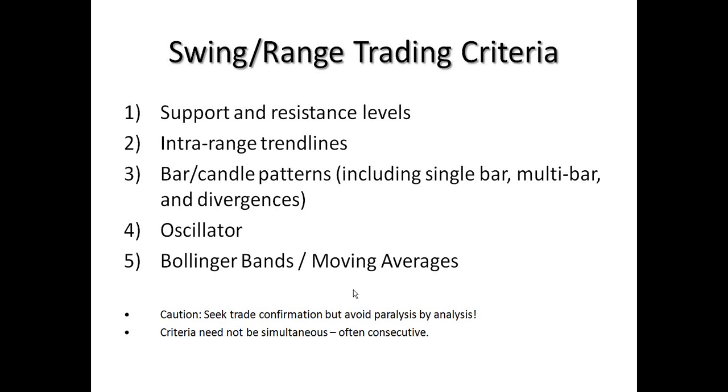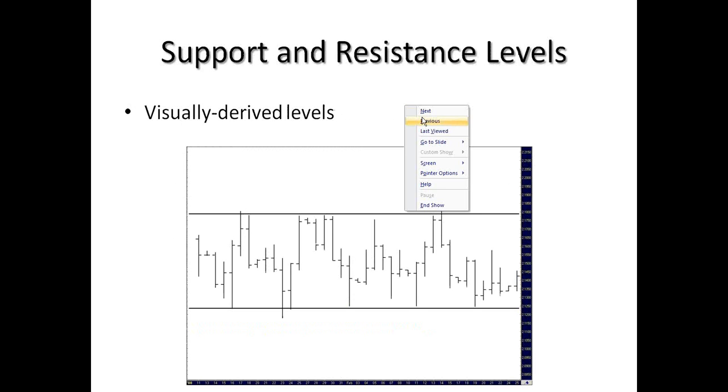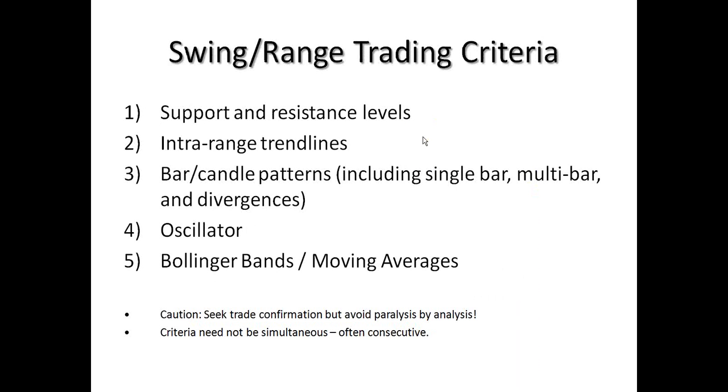Okay, now, you can also use Bollinger Bands or moving averages. Oftentimes, Bollinger Bands and moving averages can be used to denote potential turns in the market within a range trading situation. Now I'm going to go through each of these one by one real quick, and then I'm going to show you on the charts. Okay, so these criteria.